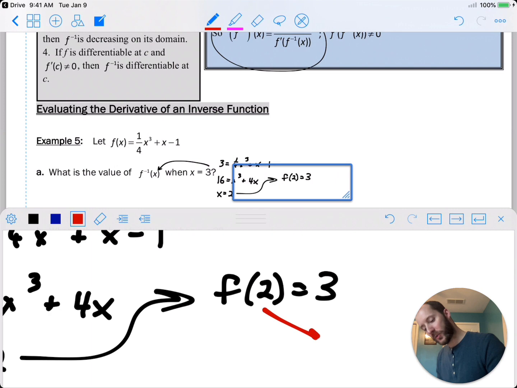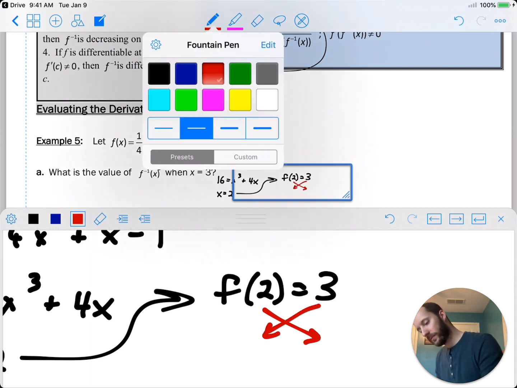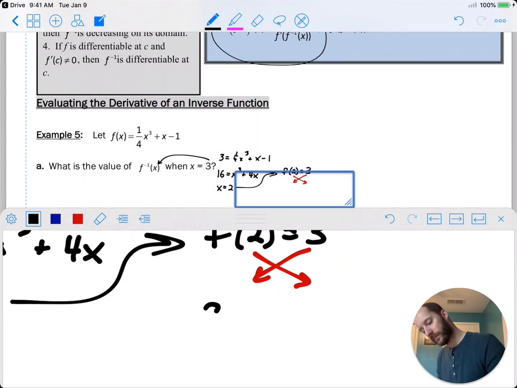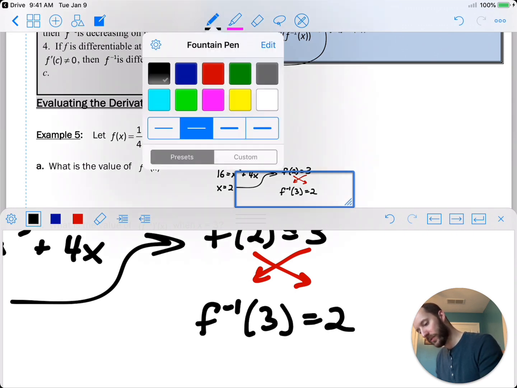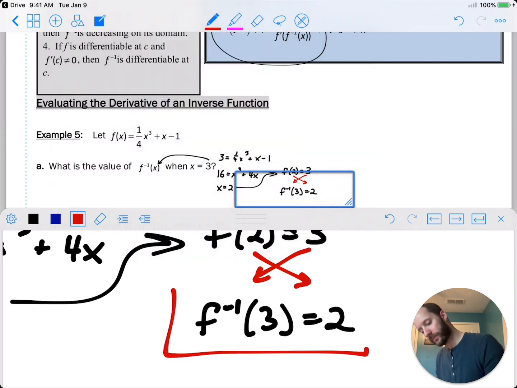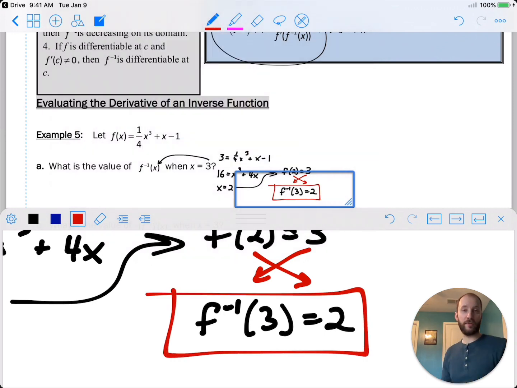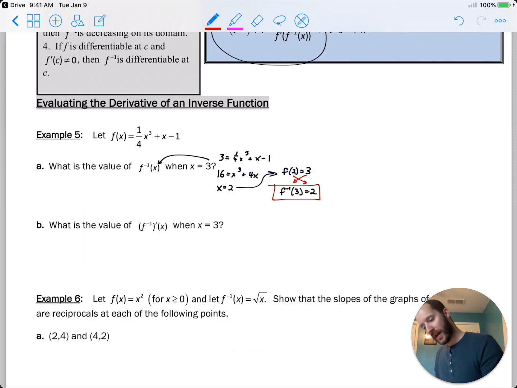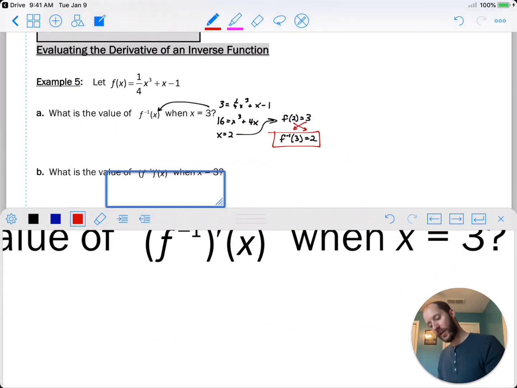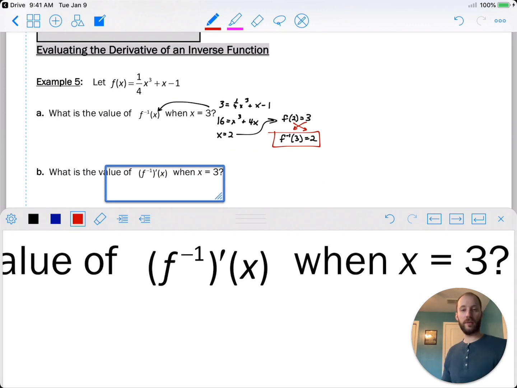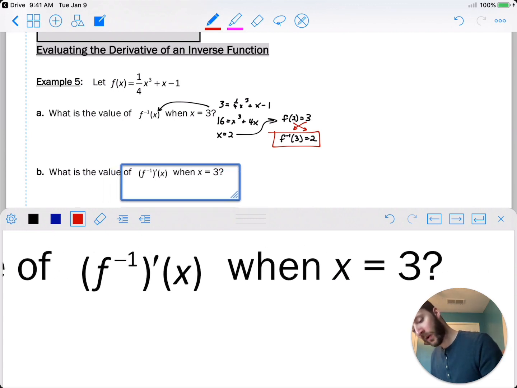So if you switch inputs and outputs, f inverse of 3 is 2. And you have your answer right there. So now, what is the value of f inverse prime of x when x is 3?